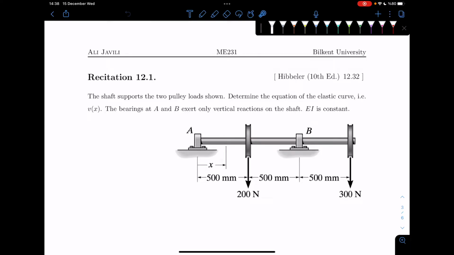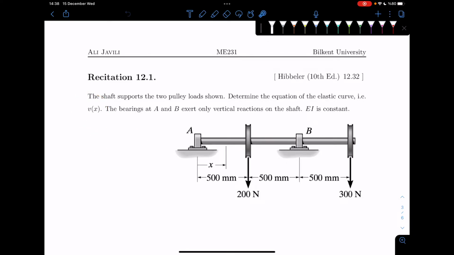So this is the first one, and in a way it is very similar to the problem we just solved together in the previous recitation, but here you want to calculate the deflection. In the one that we just did, we calculated the moment, and the diameter of the shaft, but now we have a similar setup, but we want to calculate the deflection, V, as a function of x. So how do we do that?